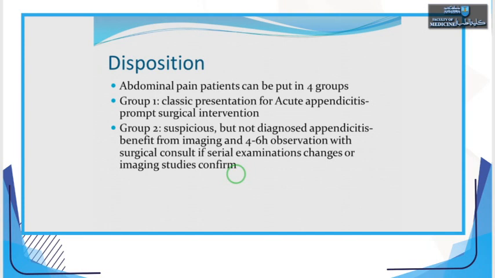Group 1, classic presentation for acute appendicitis, and this in non-high-risk patients prompts surgical intervention. Group 2, suspicious but not diagnosed acute appendicitis, benefit from imaging and from re-examination after 4 to 6 hours in the ward, with surgical consultation if serial examination changes or imaging studies confirm.